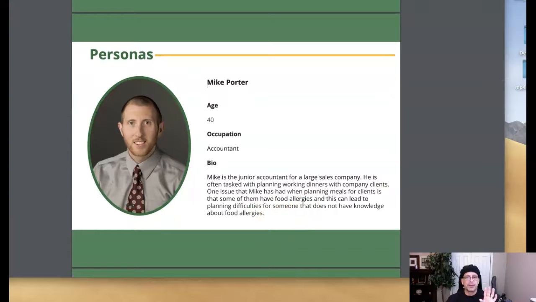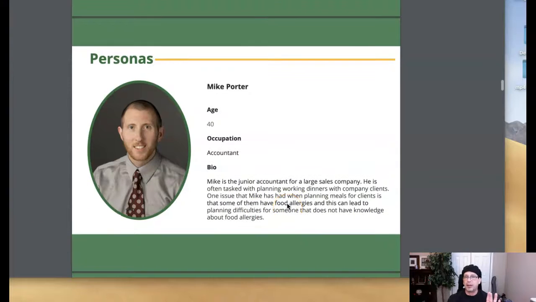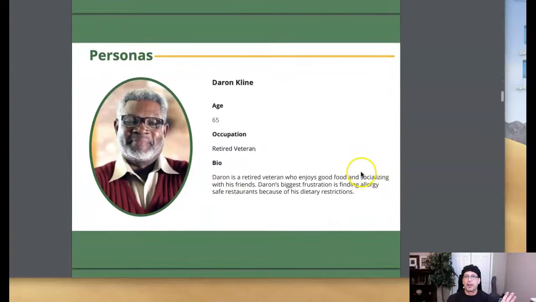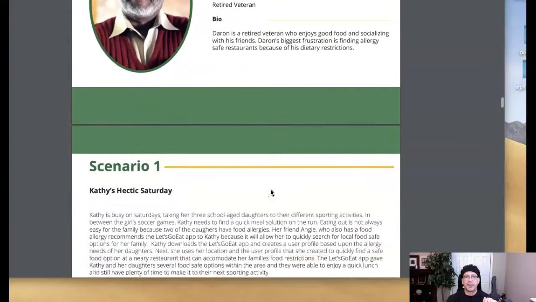That's important because, and I don't mean to sound like I'm placing traditional roles on a non-traditional setting, but if he's married, there's a good chance that he has a partner and they're considering their food together as opposed to one person. So having him as a single 40-year-old professional accountant, a young executive, I think is excellent. The difference would be that he's single. Then we have this elderly man, a retired veteran. Excellent. He enjoys good food and socializing with his friends, so he's out with his friends. Really fantastic job there.